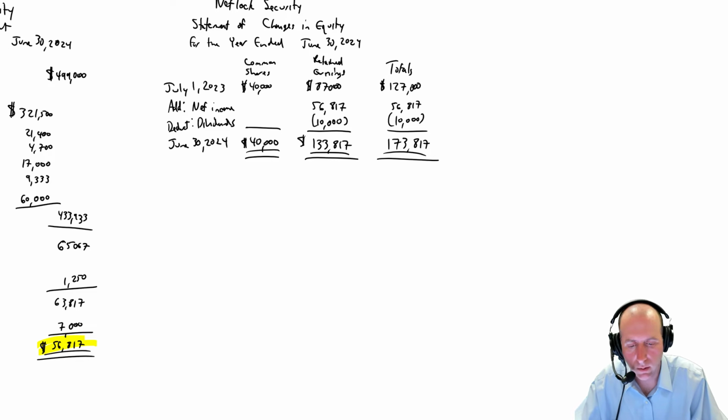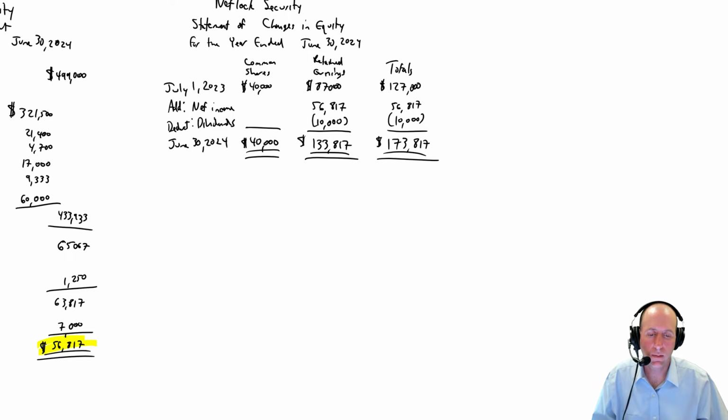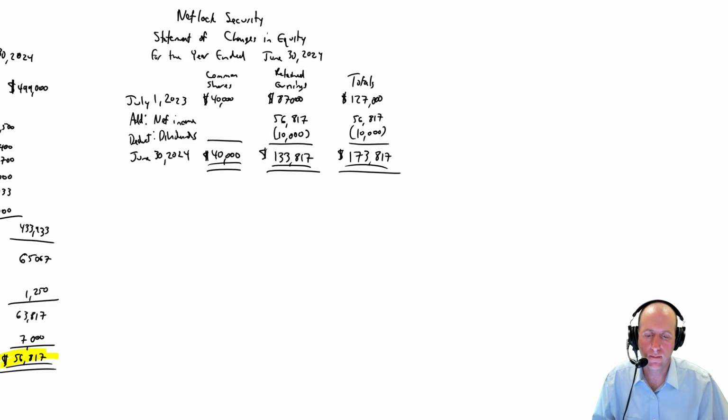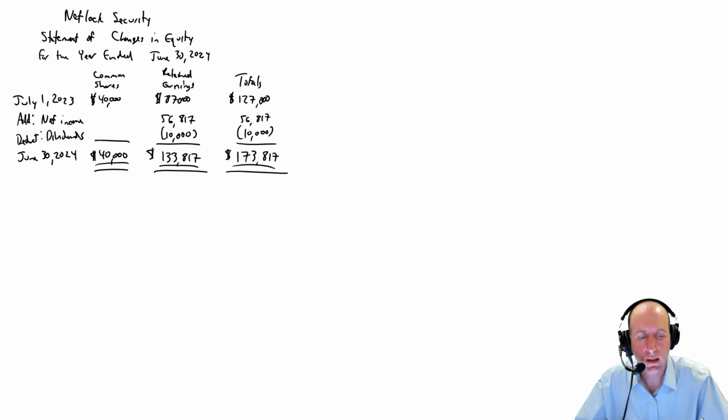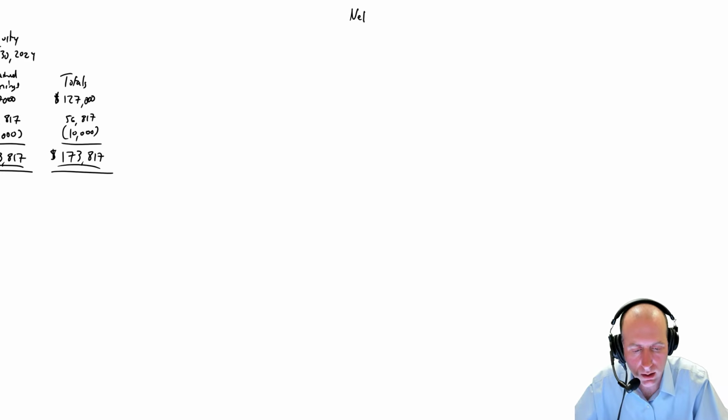And there we have it. We have our statement of changes in equity. We're just going to carry right on and prepare a balance sheet. So let's do that. Name of our company, Netlock. I'm actually going to give myself a little more real estate here. Netlock Security. Balance sheet.